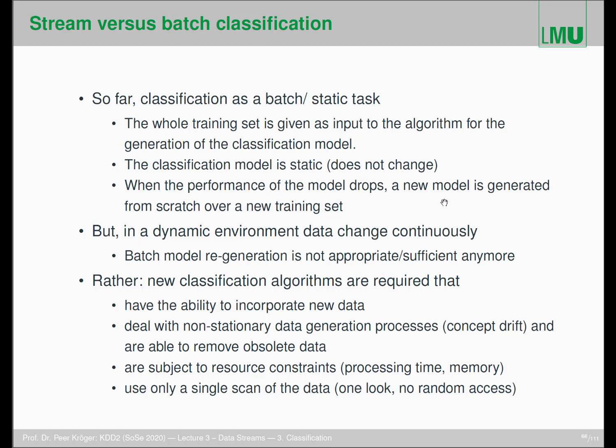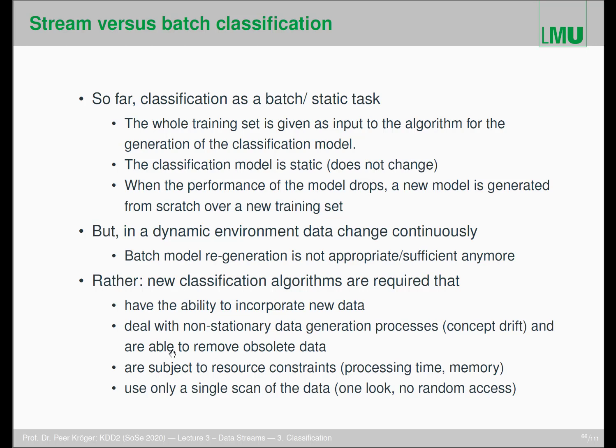Yeah, so in dynamic environments, obviously, data changes continuously. So the batch model regeneration here, the third part, is not appropriate anymore. We need algorithms that have the ability to incorporate new data into the training, and deal with non-stationary data generating processes. So if the data changes, also the concepts, the classes may change. So we talk about concept drift here, and we probably also have to be able to remove obsolete data. So we probably have to implement some kind of data aging or something like that.